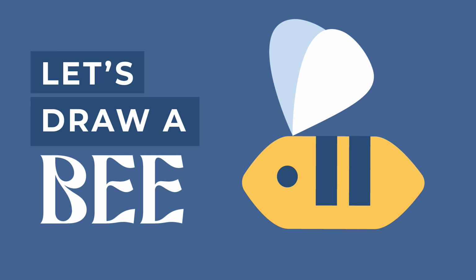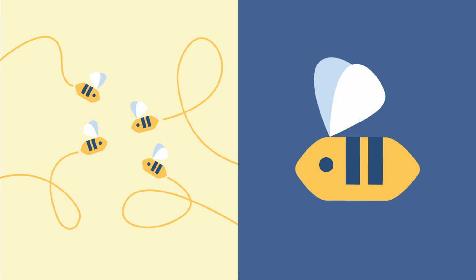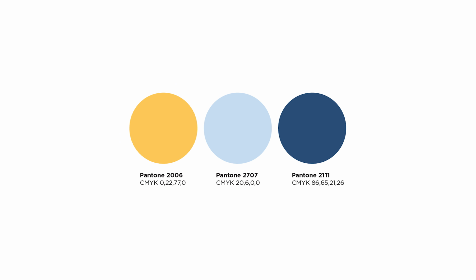Today we're going to be drawing this vector bee in Adobe Illustrator. It's a super quick and super cute element you can use for a logo or in a larger illustration. To start, here is the color palette we'll be using. I've shown the Pantone and CMYK breakdowns. Be sure to set this up in advance in your file. Alright, let's get into it.